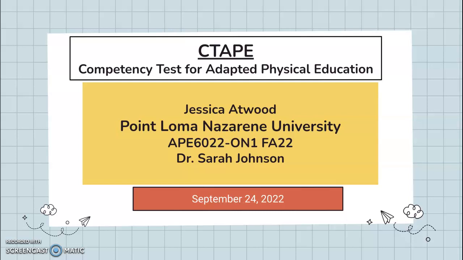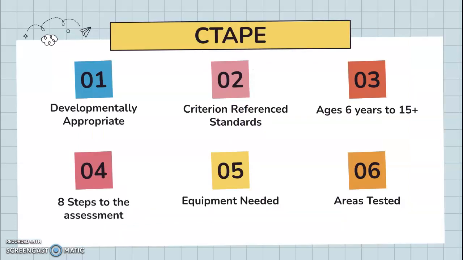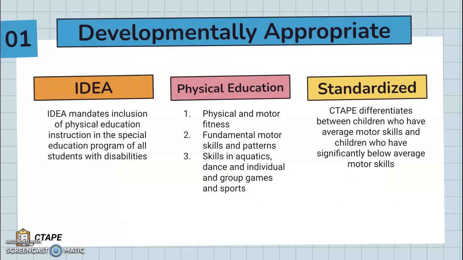The information in this presentation is about the CTAPE, the competency test for adapted physical education. There are 6 areas that I will focus on for this information. First, the developmentally appropriate. Second, criterion reference standards. The age group for this test. The 8 steps to assessment. The equipment that's needed and the areas that are tested.